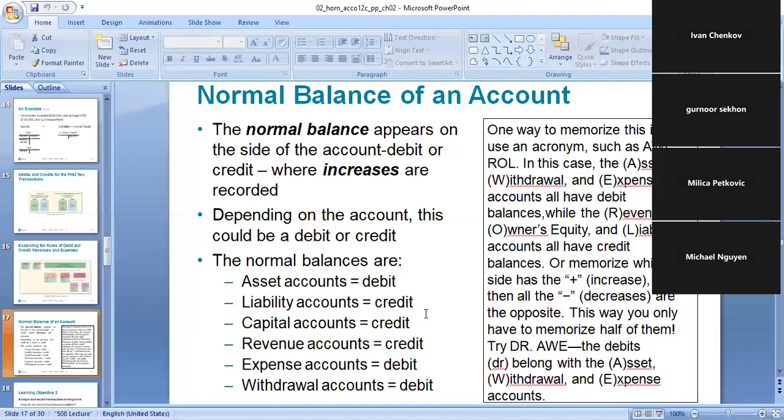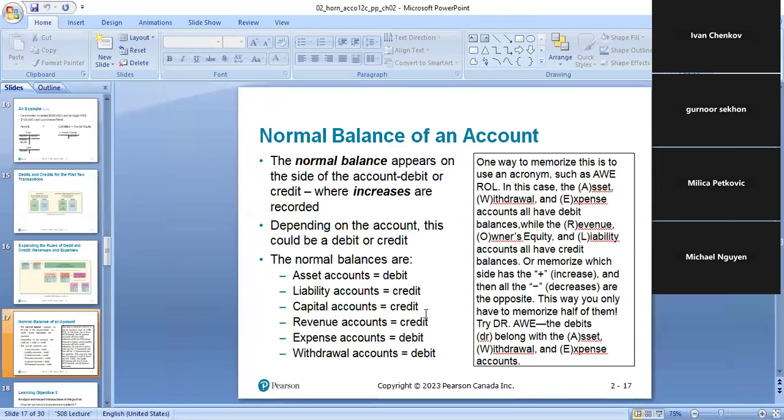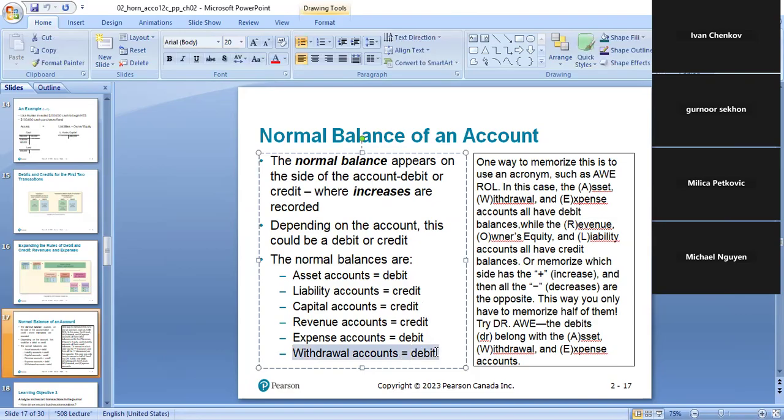So let's see the normal account balances again. Asset, debit. Liability, credit. Owner's capital, credit. Revenue, credit. Expenses, debit. Now we're going to add a new account, the withdrawal account. The normal balance of the withdrawal account is always going to be debit.